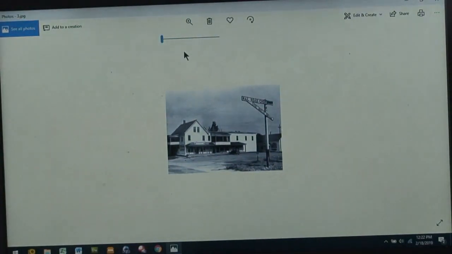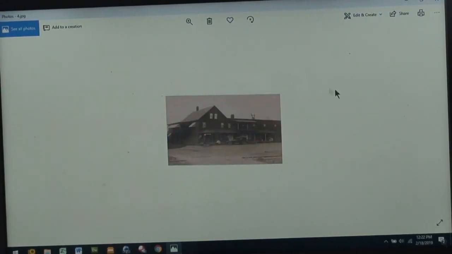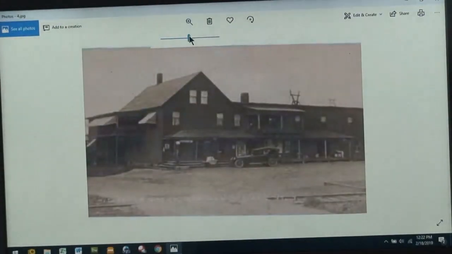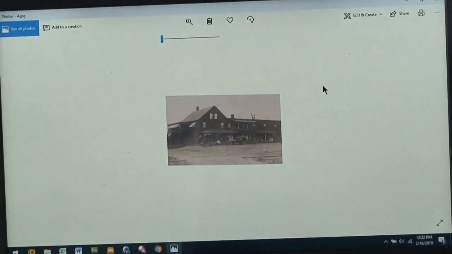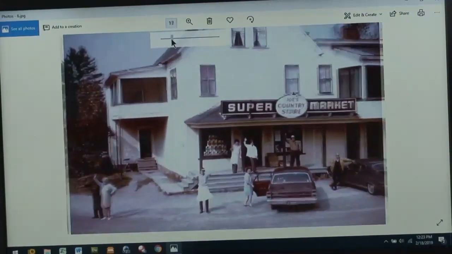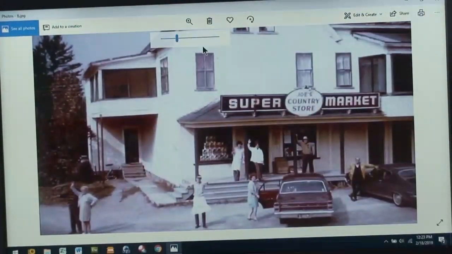The store went through a number of different ownerships over time. And in this particular view here, we're again back in time with an old vehicle. And this is before the store had been painted white. So this precedes the one that we just showed you. And the next one we're looking at is the one that was called the supermarket, or if you look real close, it's called Joe's Country Store.